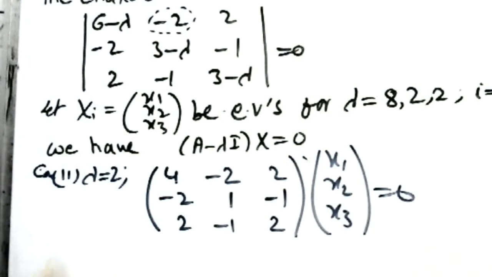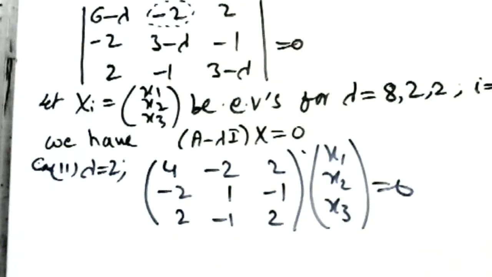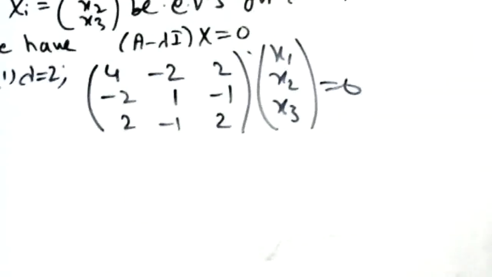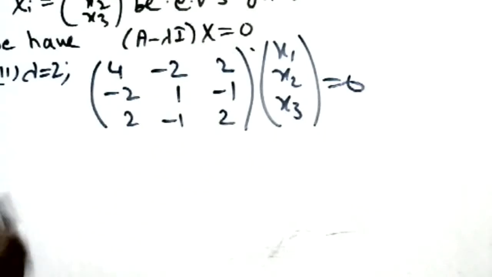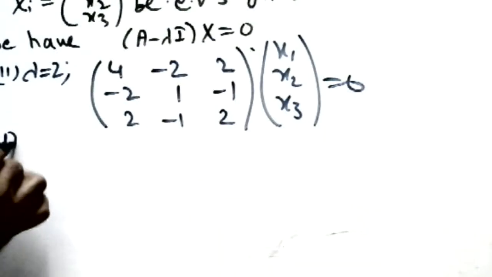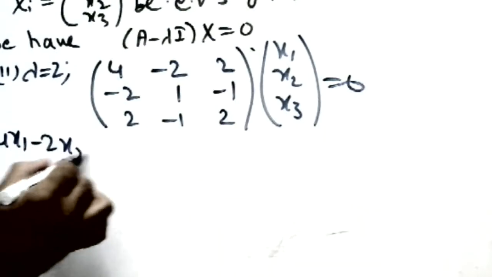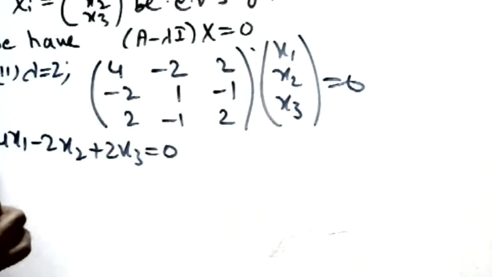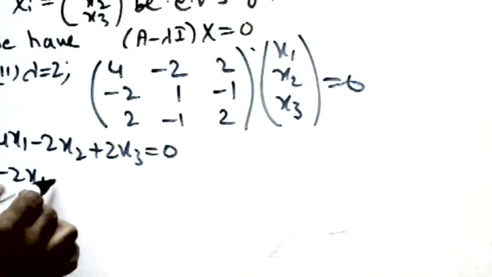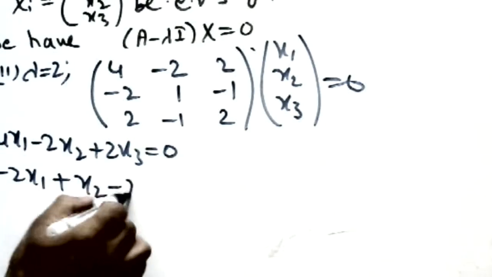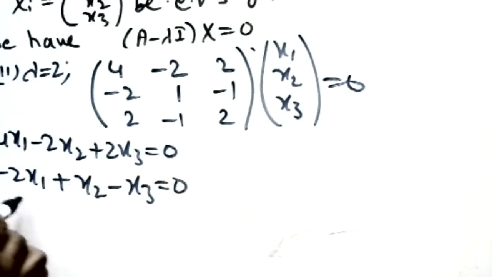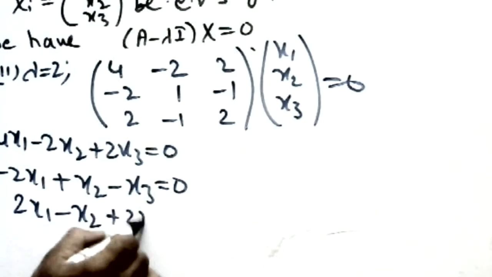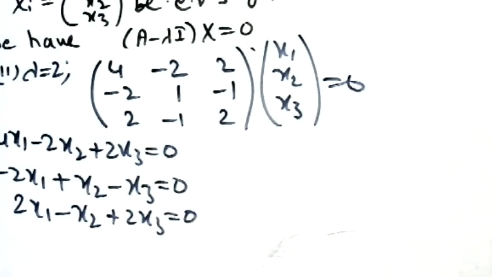Now you take these and multiply, and you will get the 3 equations. How do we multiply? Row into column. So 4 into x1: 4x1 minus 2x2 plus 2x3 equals to 0. If you multiply this one, minus 2x1 plus x2 minus x3 equals to 0. Then 2x1 minus x2 plus 2x3 equals to 0.